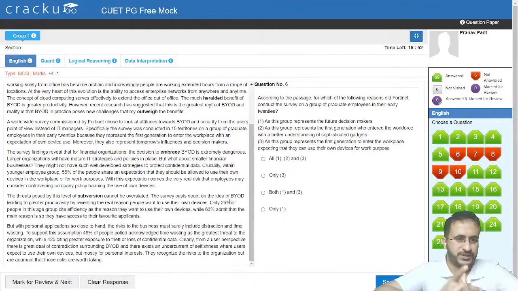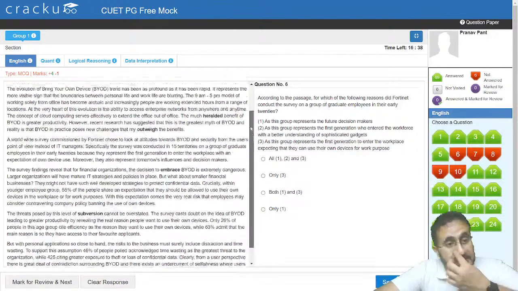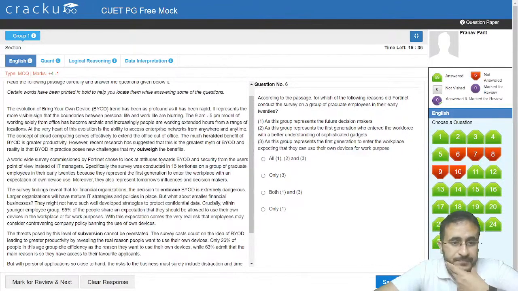If you have to go through the gist, one is that your data can leak. Second is people are wasting their time on personal things like social media and other things. Okay, personal applications. So according to the passage, for which of the following reasons did 14.8 conduct the survey? So 14.8 conducted the survey. This second paragraph says, as this group represents the future decision makers. So yes, look at the last line, decision makers. As this group represents the first generation, so second is also mentioned.